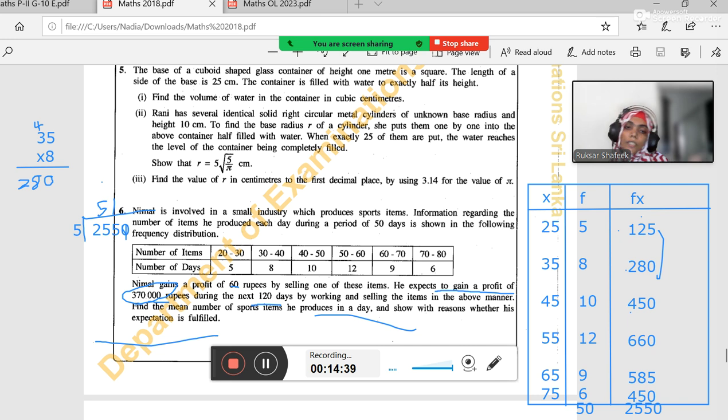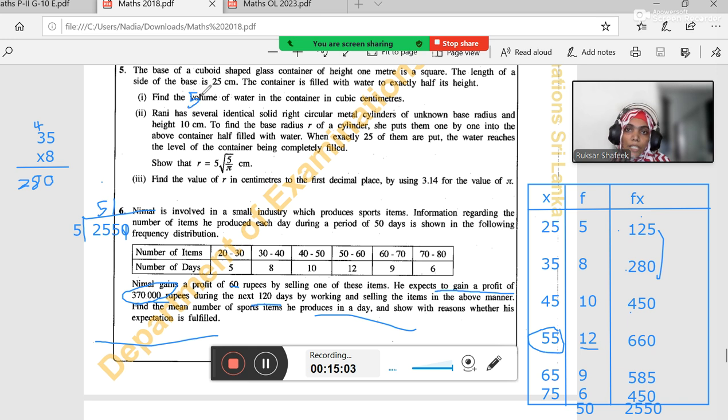So just to tell you a little bit more about this question, in case you decide to do it in the FD method, what would you do, right? Like I told you, you can take the mid value of the modal class. So here the highest frequency is 12 and the mid value of that is 55. So my assumed mean is 55.